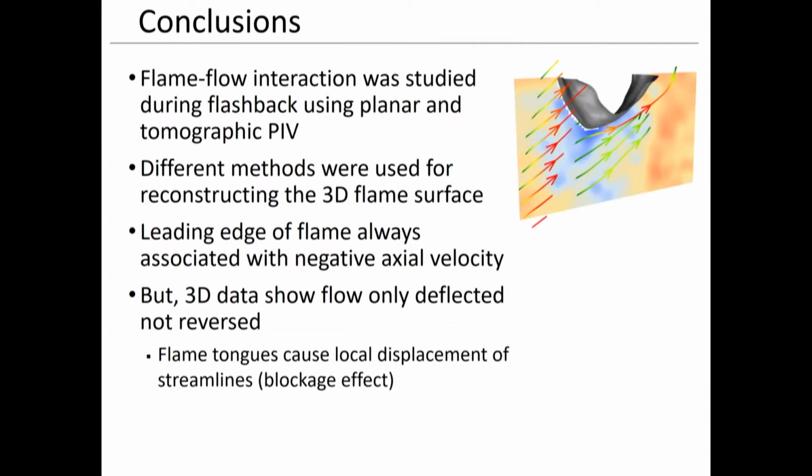Okay, so this is my conclusion then. We studied flame-flow interaction during flashback using those planar and tomographic methods. We looked at these different methods for reconstructing the three-dimensional flame surface. And we did see, in agreement with other work, that you always see this region of negative axial velocity during flashback.